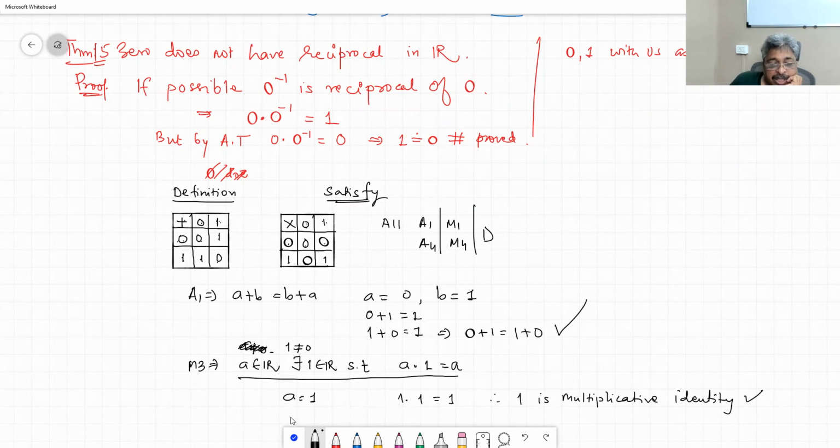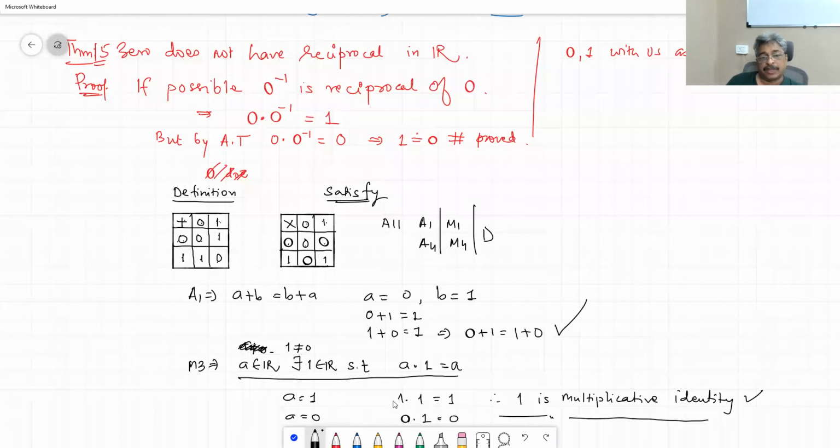If A is equal to 0 had been taken, A is equal to 0, then 0 into 1 is equal to 0. Correct. So 1 is the multiplicative identity. It survives for 0 as well as 1, and those are the only two real numbers that we have with us.